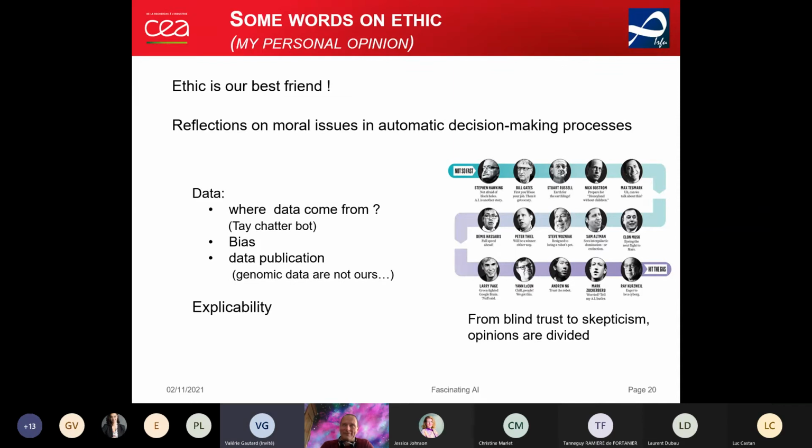Another topic is explicability. Explicability is very important because it reassures. But explicability is very complicated. Must we always have an explanation? With autonomous cars, we could save lives. I ask the question: is explicability so important? I don't know. We will discuss together.